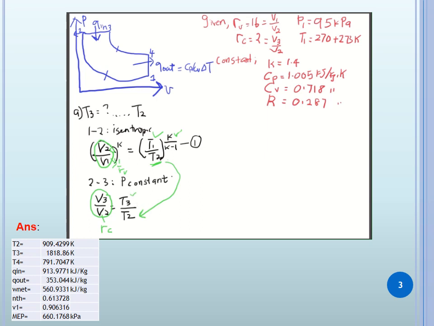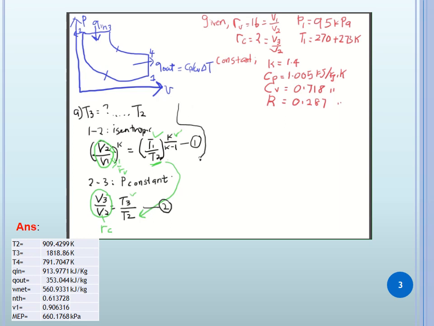Okay, so we have equation number 2 where we can find out T3 by substituting T2 that we get from equation number 1. Okay, so first question.